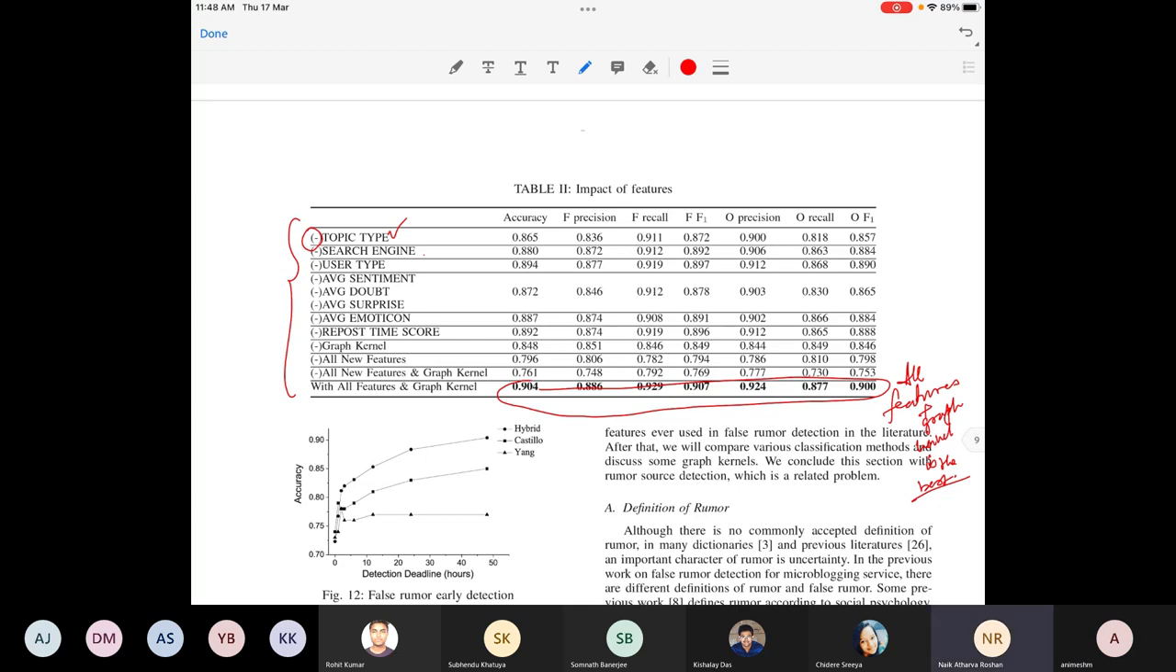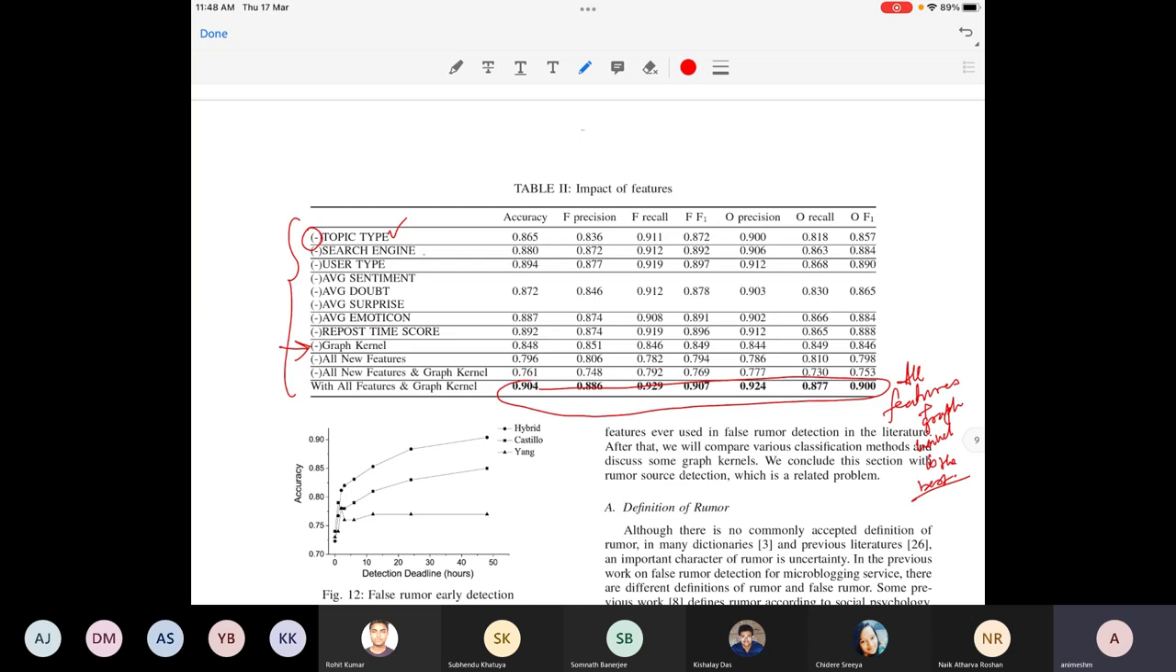The new features and graph kernel are particularly important. Very good. So if you remove just the graph kernel feature, you see that it causes a drop in the accuracy, which is the largest among removing any single feature, any single type feature.